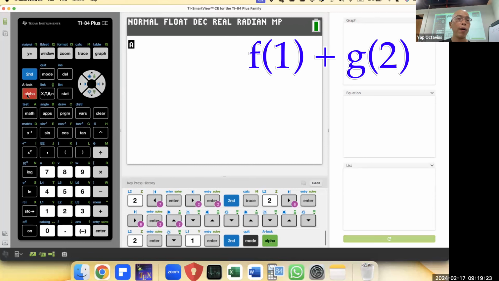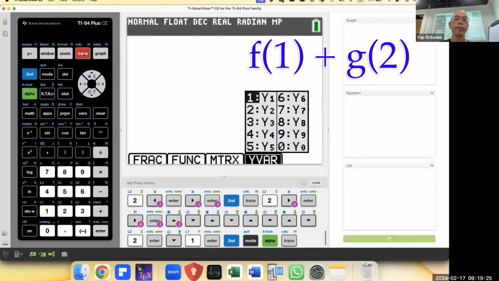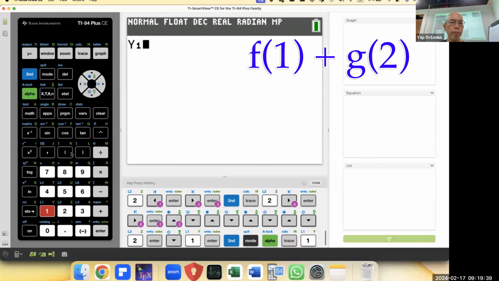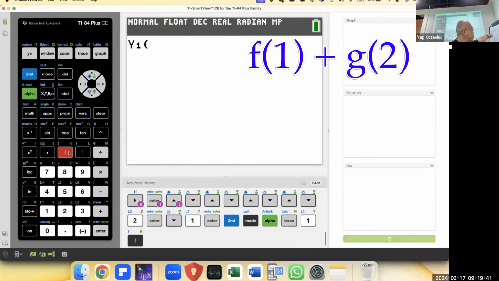So you go alpha, then you go trace. You should activate this menu. You go alpha, you go trace. You see y1, y2? Okay, follow me first. Follow me on y1. So choose y1, then open bracket. So this is your f1. So you put 1. Then close the bracket.